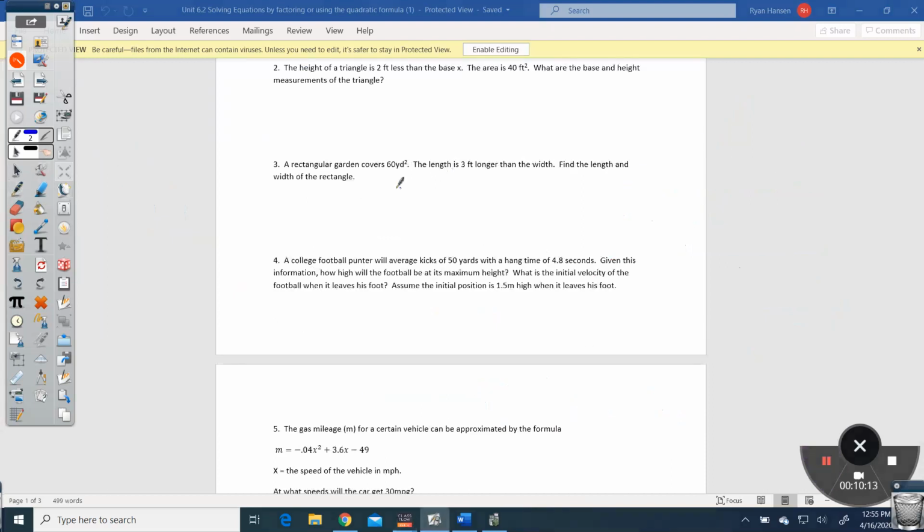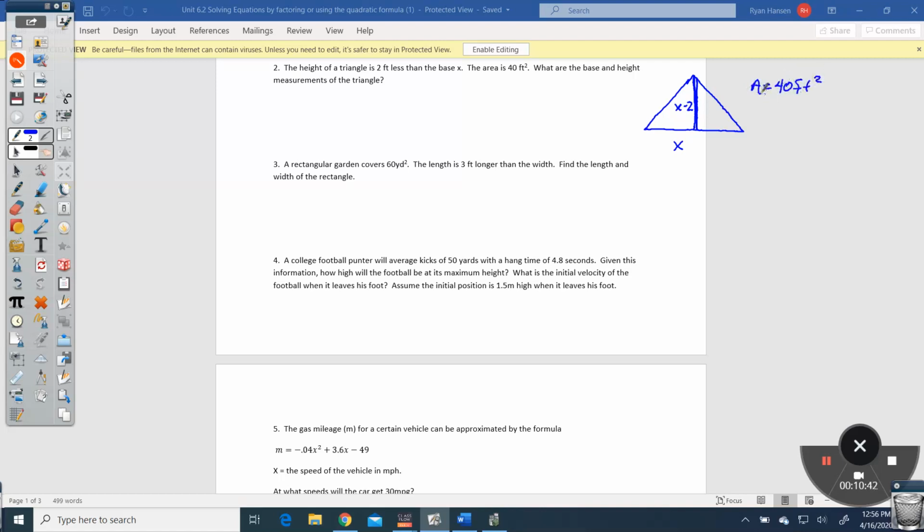It's often really helpful to draw a triangle so you understand what's going on. It says the height of a triangle, so we have a triangle. We have the height, okay? So we're talking about the height of the triangle is 2 feet less than the base x. So this is x, that means this is x minus 2, because it's 2 feet less than the base. The area equals 40 feet. Area is always in feet squared.